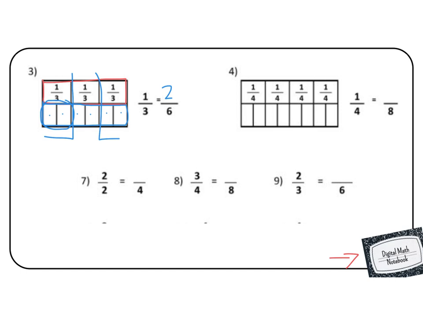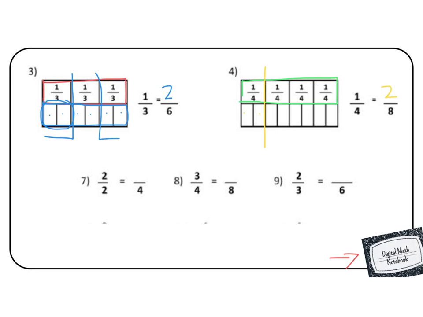In the second example, we have something similar. We have fourths. So we have 1, 2, 3, 4. And for every 1/4 that we have, 2 eighths. 1, 2.